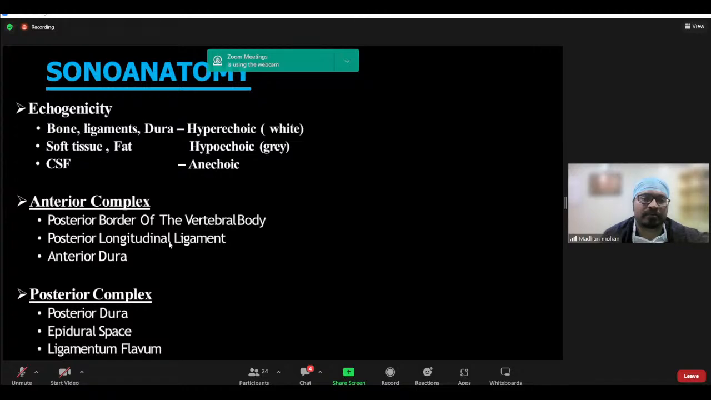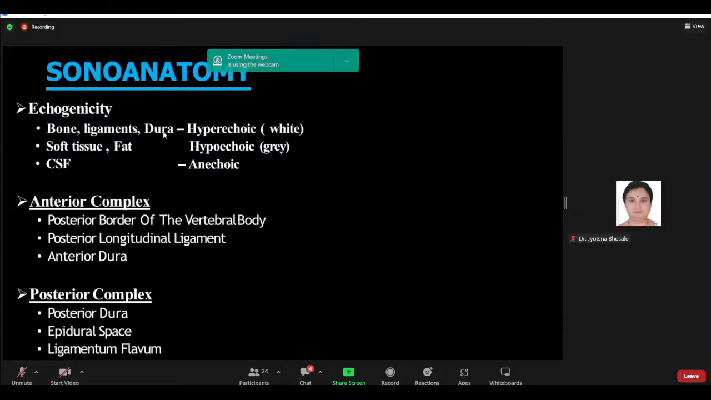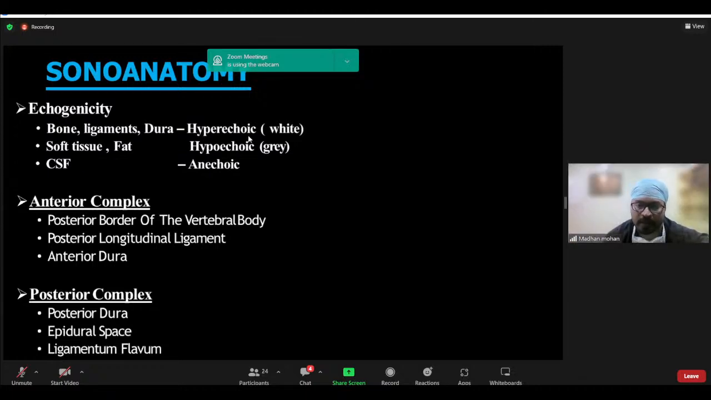So coming to the sonoanatomy of structures involved in spine sonography. Before getting into the proper structures, we need to know the echogenicity of different structures which we will come across. Bone, ligaments, and dura will reflect almost all the echoes hitting them, so they will remain hyperechoic, white structures. The soft tissue, mainly the muscle and the fat, will be hypoechoic, somewhere between white and black, so they will remain gray in color. Coming to the CSF, it will allow all the echoes to pass behind it, so it will remain anechoic.